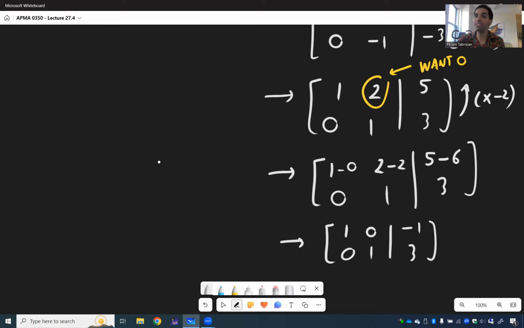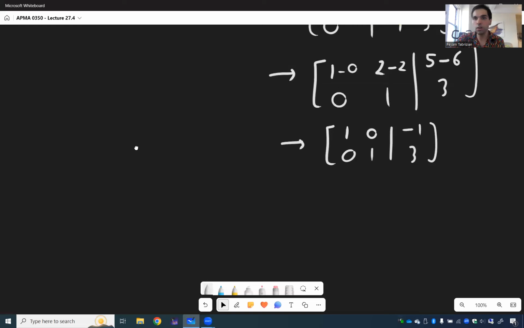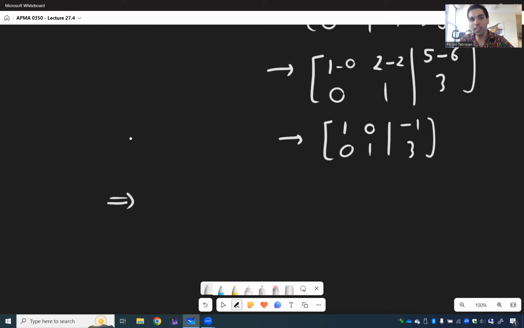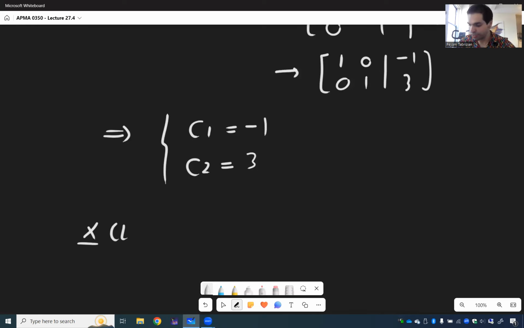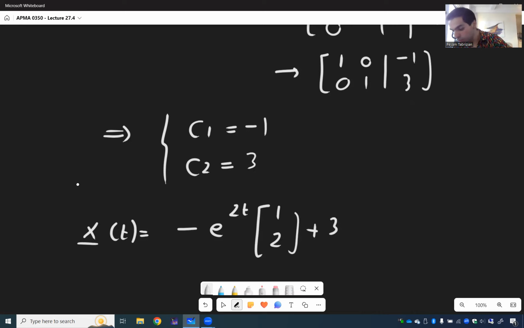Ideally, you want the left-hand side to be 1, 0, 0, 1, because the cool thing is this automatically tells you that c1 is -1 and c2 is 3. It might look like magic, but it is what's called Gaussian elimination. And so in the end, x(t) now becomes -e^(2t) (1, 2), and then plus 3e^(4t) times (2, 3).